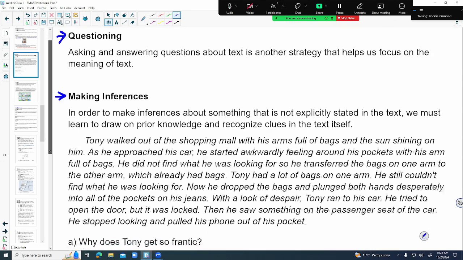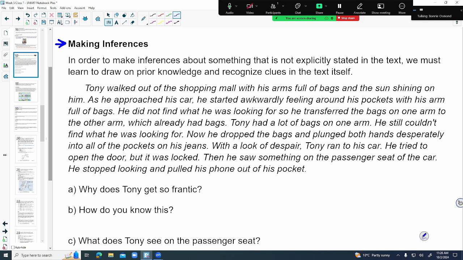Next is making inferences. So inferences are kind of like guesses, but guesses that are based on something that we've read. So in order to make inferences about something that is not explicitly stated in the text, we must learn to draw on prior knowledge and recognize clues in the text itself. So, you might say that Julie is a very brave girl. Okay, it doesn't come out and say straight out in the text that she's a brave girl, but based on what you're reading about her, you might infer that she's very brave. Okay, or you might say she's stupid. Okay, so you make inferences based on what you read, even though it's not saying she's a brave girl or she did something stupid or whatever.